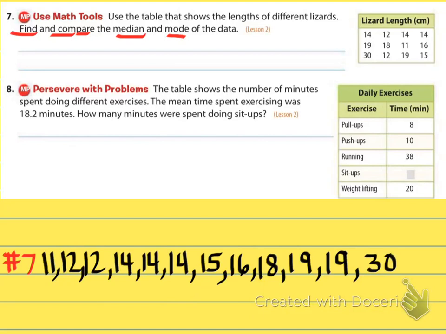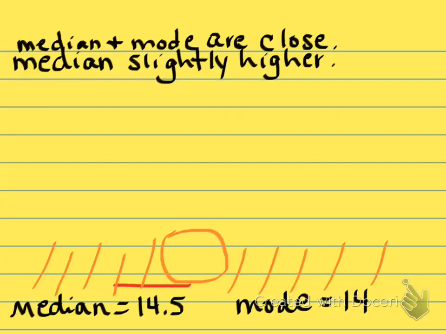Okay, last question, number 8. Again, you're looking at your data in the table. This time they've given you the mean of 18 and 2/10 minutes, and you're trying to find the missing input for sit-ups. How many minutes were spent doing sit-ups? This is a problem we worked in lesson 11.2, one of the final examples right above the guided practice, where you had to use the strategy of solving backwards.